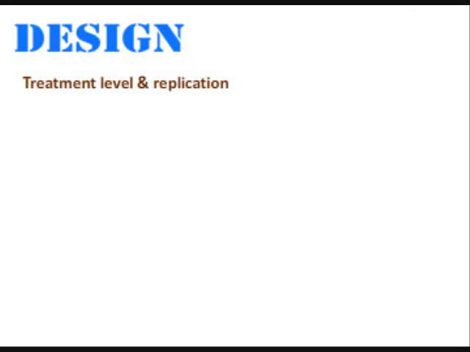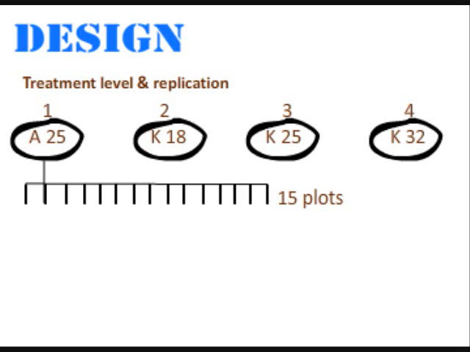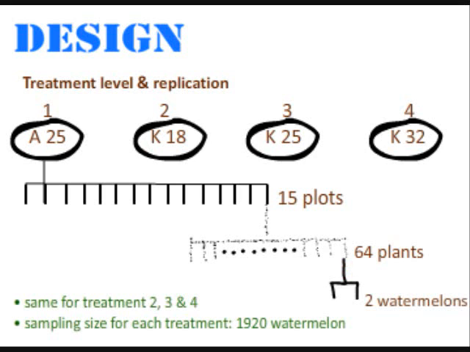This chart shows the levels of treatments. As mentioned, we have four treatments in our study. Each of the treatment contains 15 plots. Each plot contains 64 plants, and each plant is limited to have 2 watermelons. As a result, the sample size of watermelons for each treatment is 15 times 64 times 2, which is 1,920. The same is true for the other three treatments.